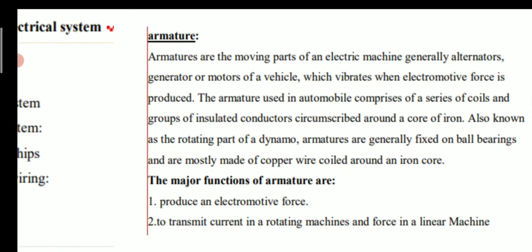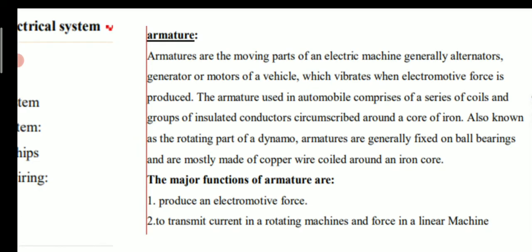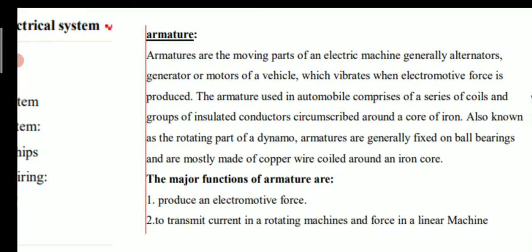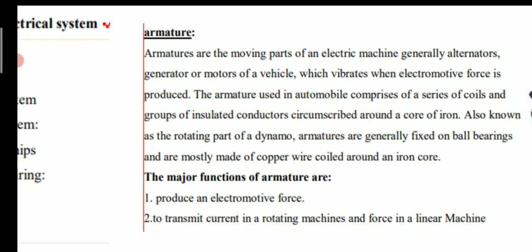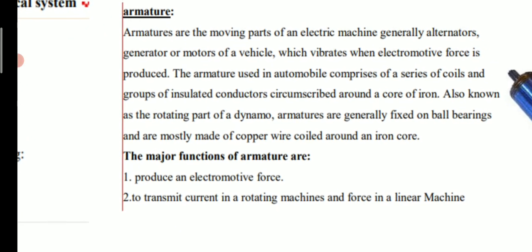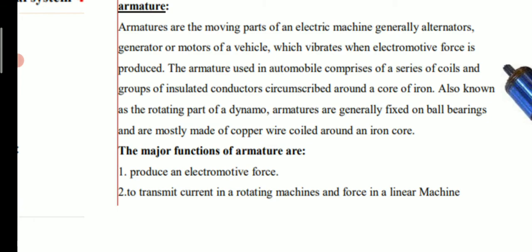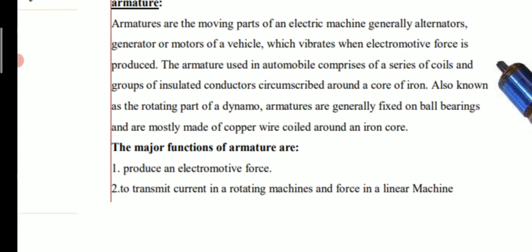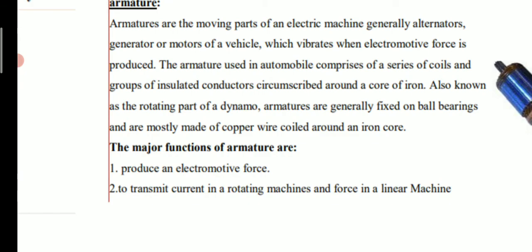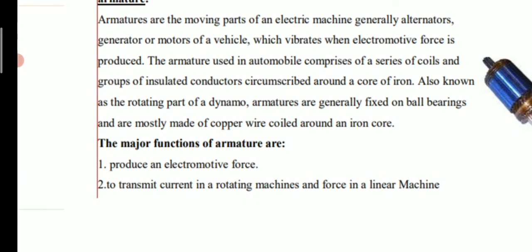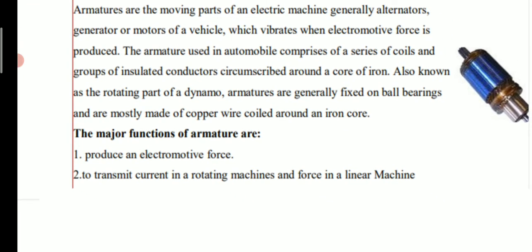Armatures are the moving parts of the electric machine, generally alternators, generators, or motors of the vehicle, which vibrate when electromotive force is produced. The armature used in automobile comprises a series of coils and groups of insulated conductors circumscribed around a core of iron, also known as the rotating part of the dynamo.